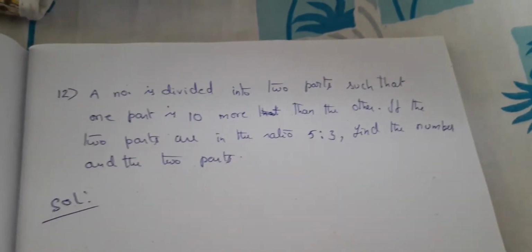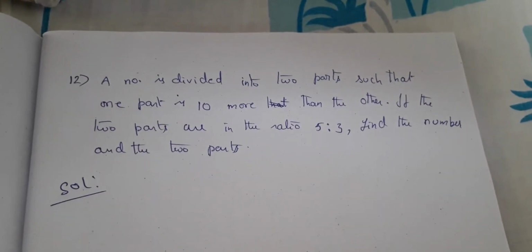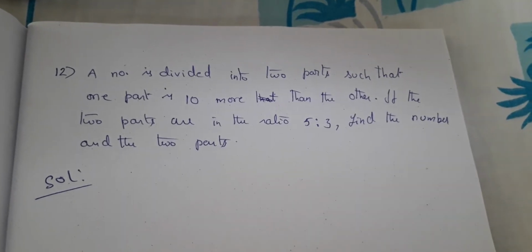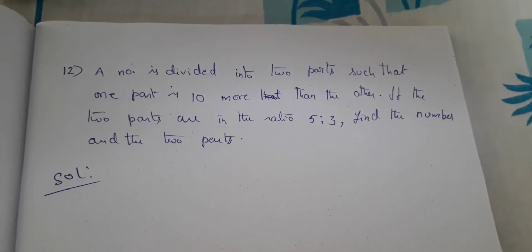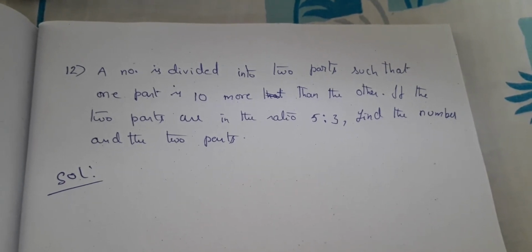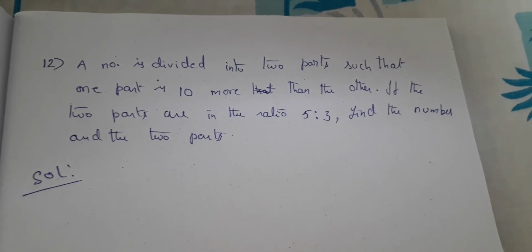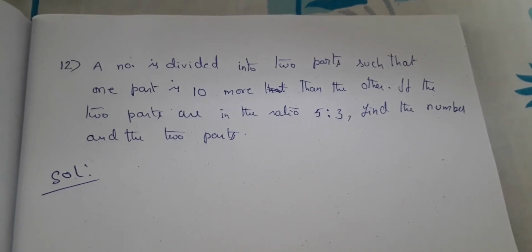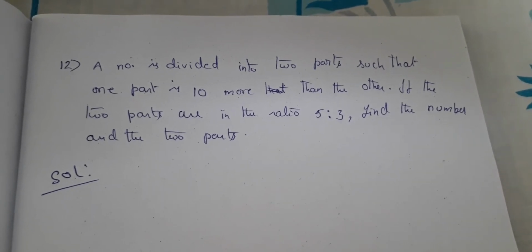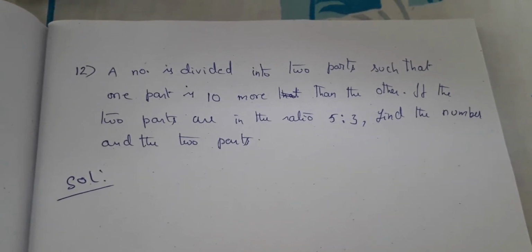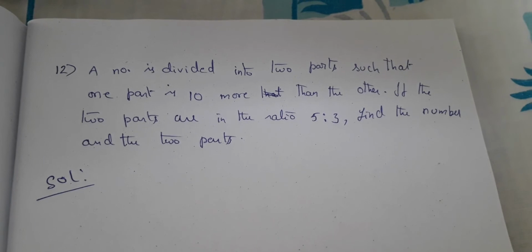The next one here is the 12th one. Now here a number is divided into two parts. Previously also we did the same thing. 63 is also a number which is divided into two parts. Right? And here also it is divided into two parts such that one part is 10 more than the other. That means definitely one is a bigger part and the other one is a smaller one. Right? If the two parts are in the ratio 5:3.